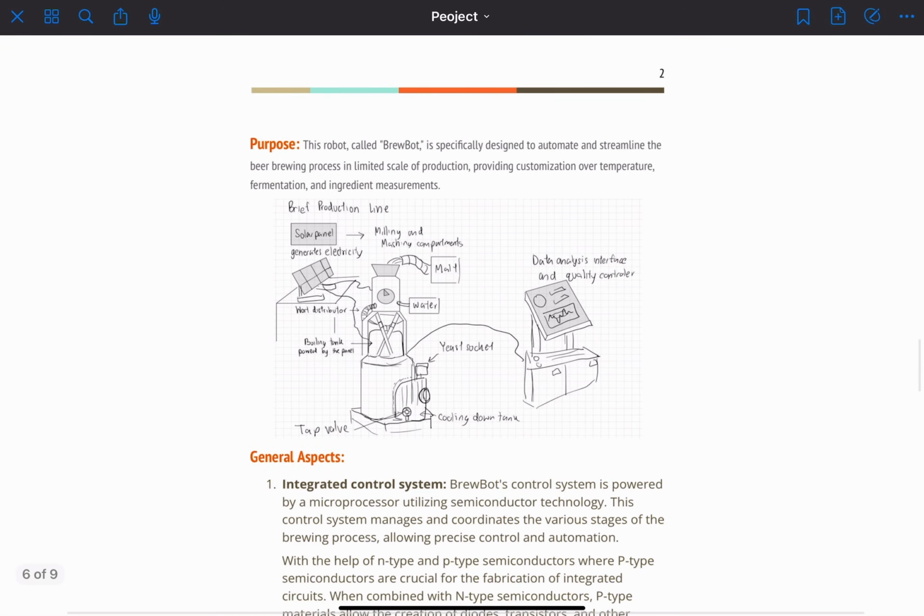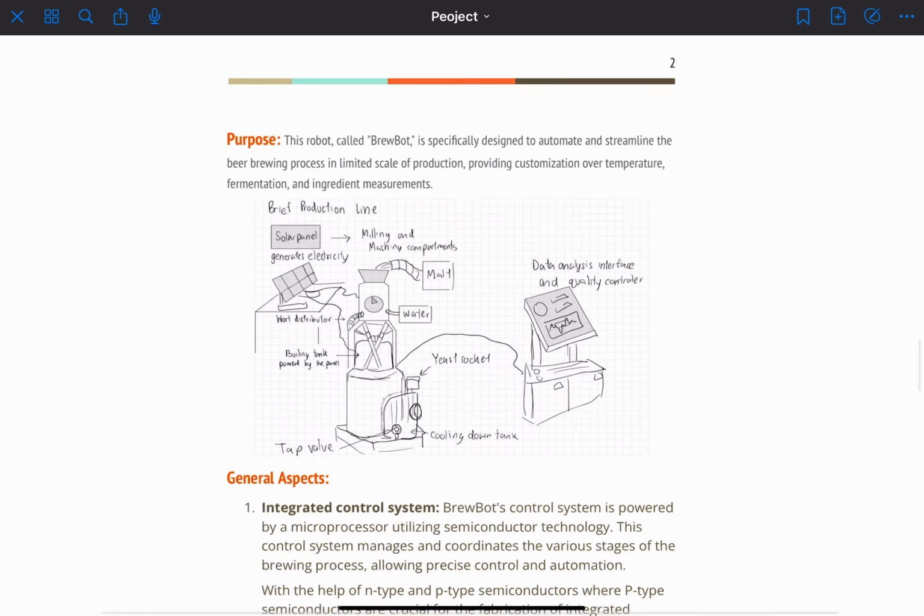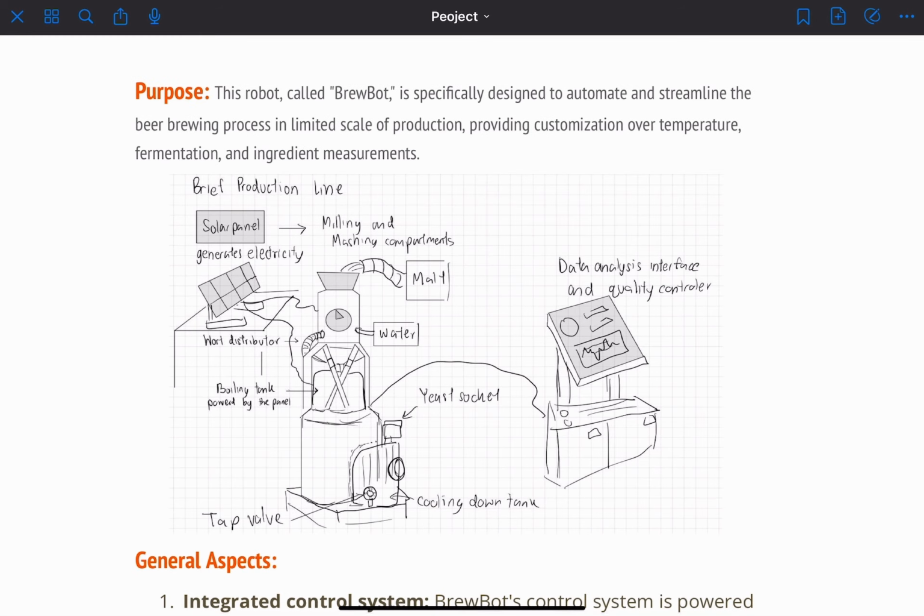The main purpose: BrewBot is specifically designed to automate and streamline the beer brewing process in limited scale of production, providing customization over temperature, fermentation process, and ingredient measurements. And here's a brief production line.